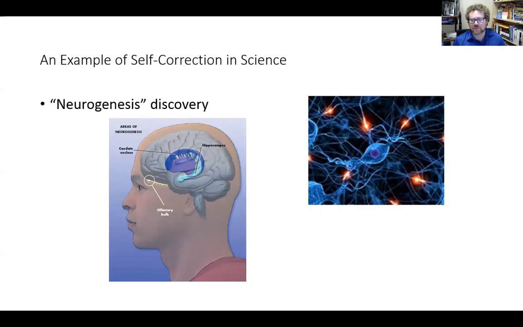Now, the number of them we're not exactly sure, but we know that within certain areas of the brain, like the hippocampus, for example, or the caudate nucleus, that there are at least a limited number of new neurons that spring into existence throughout the human lifespan.